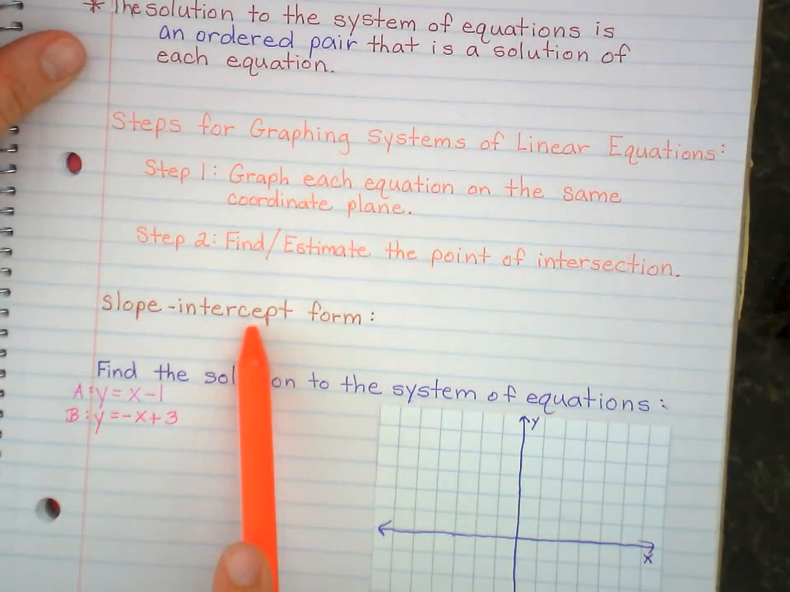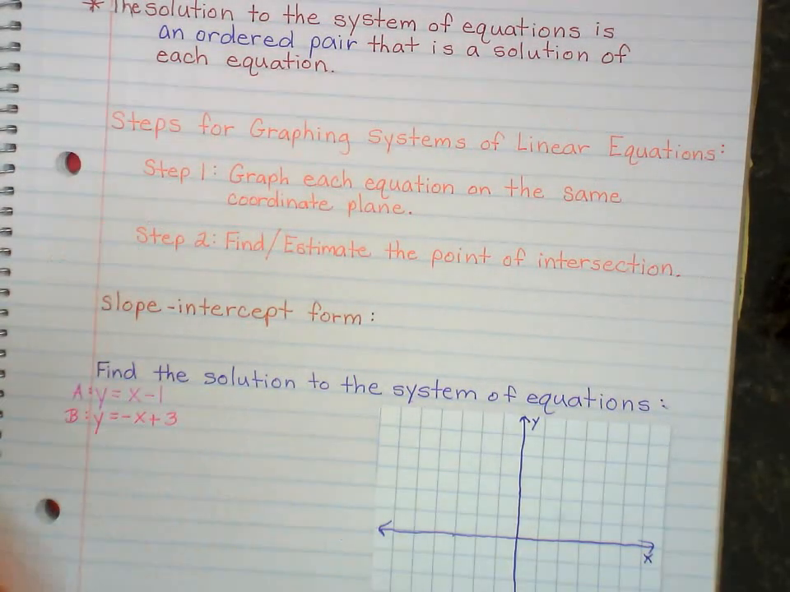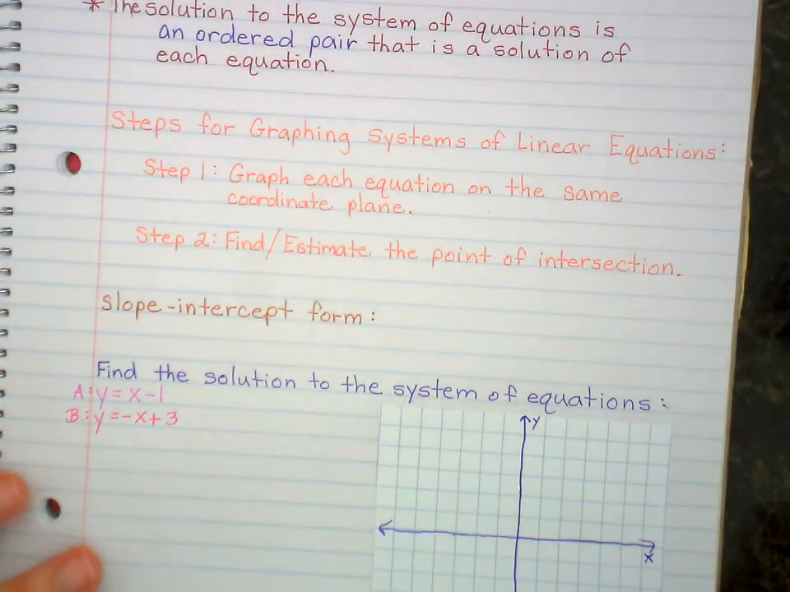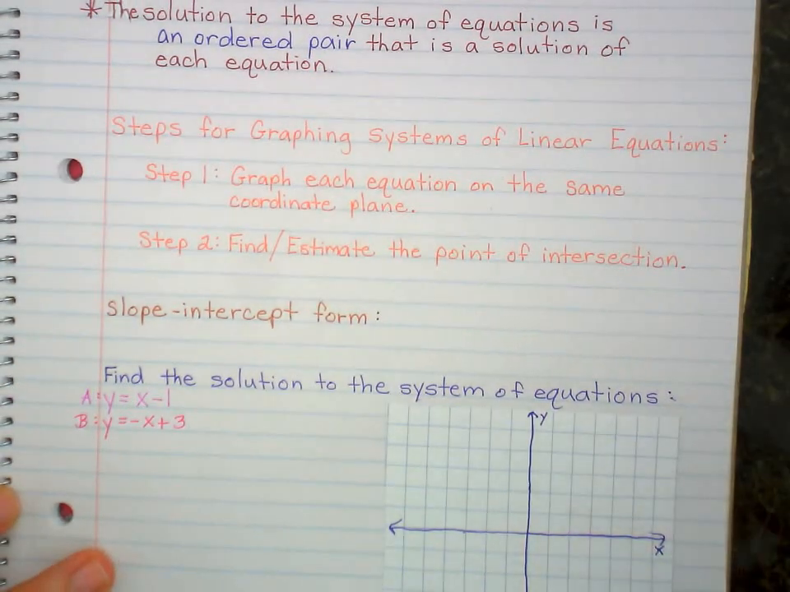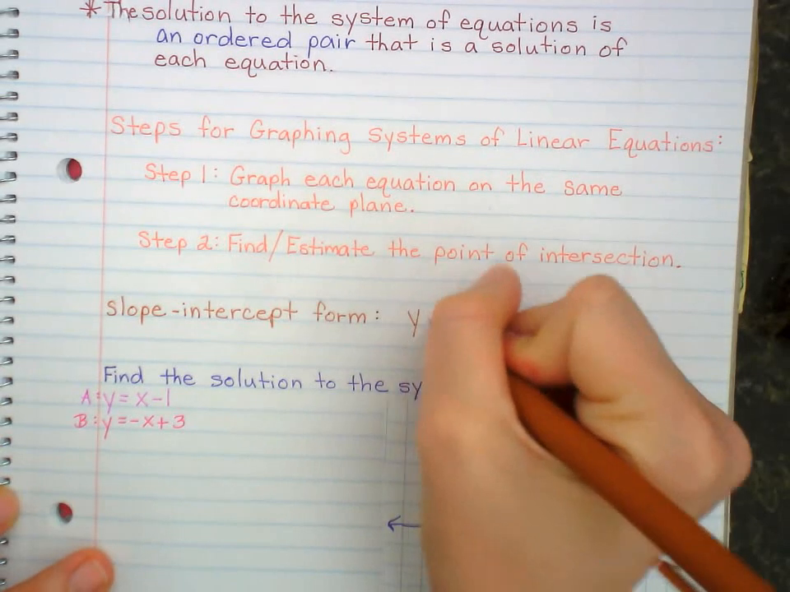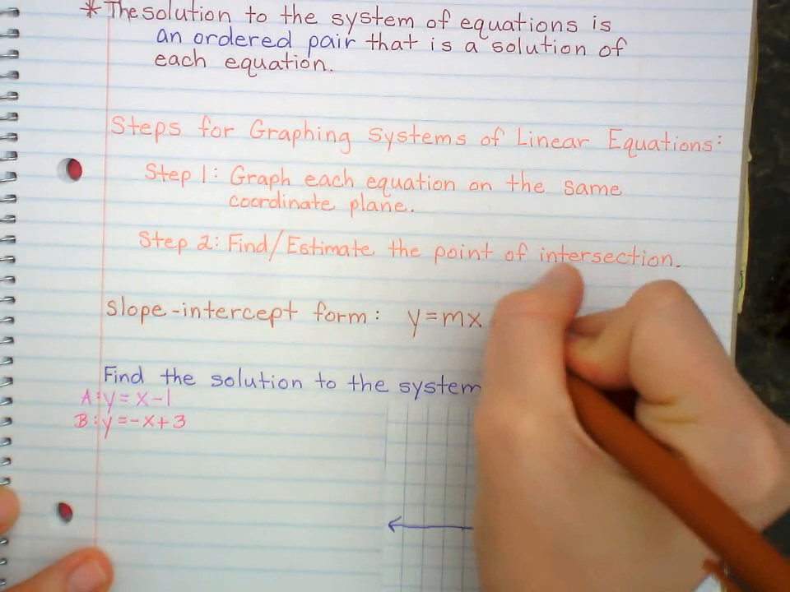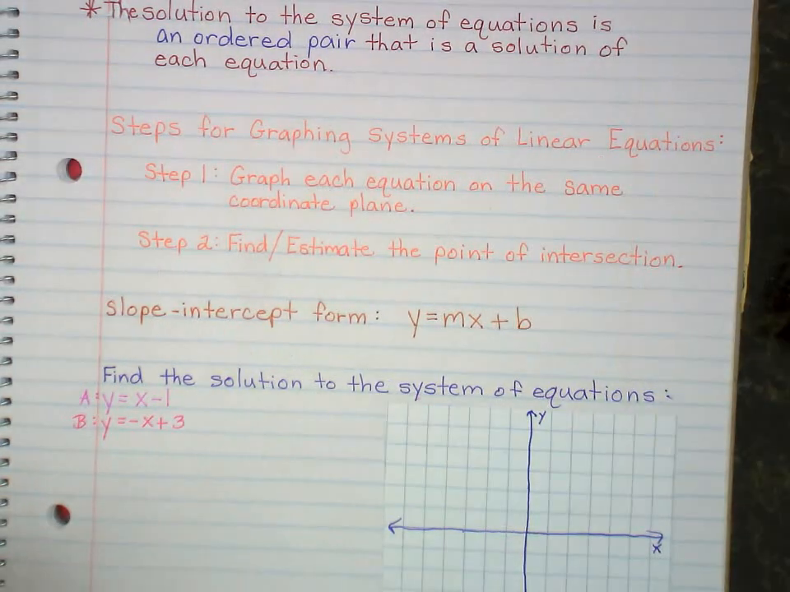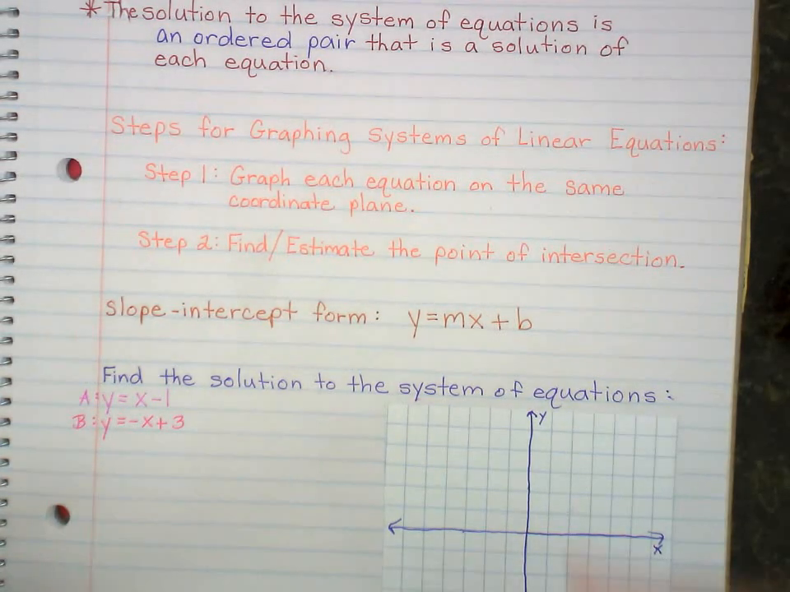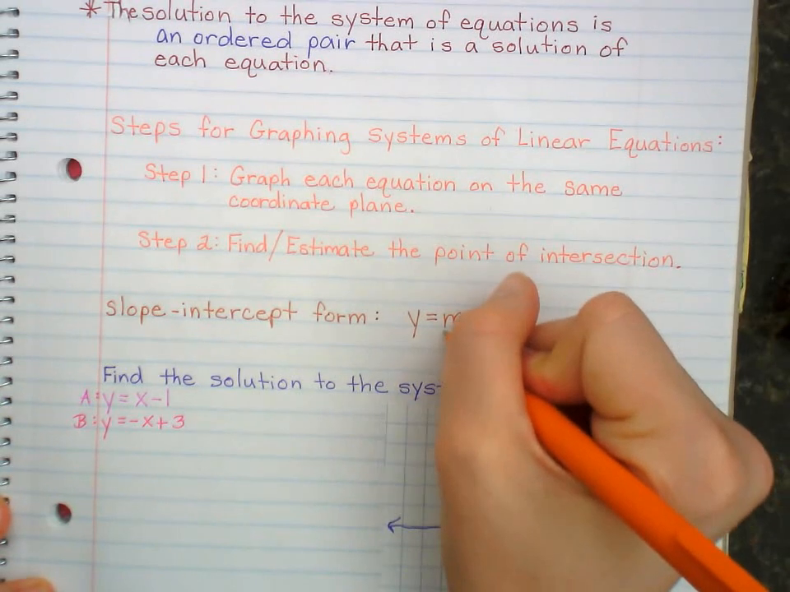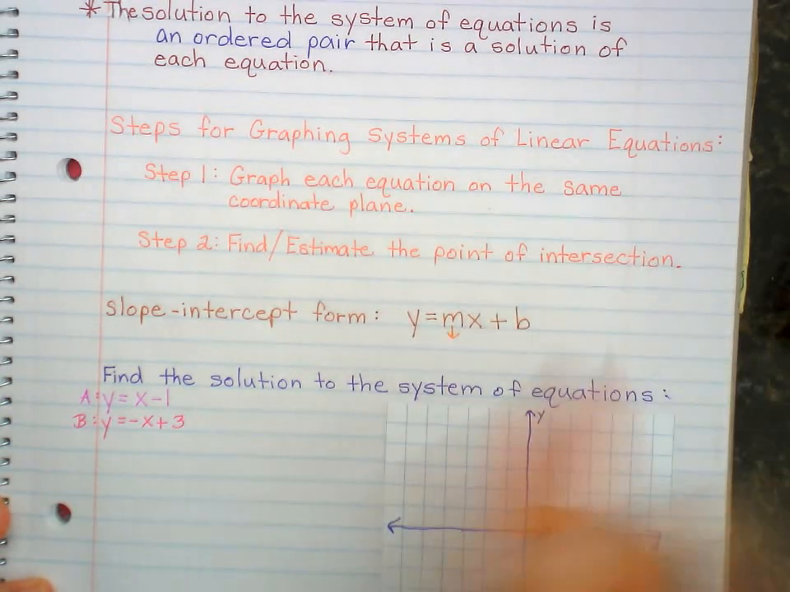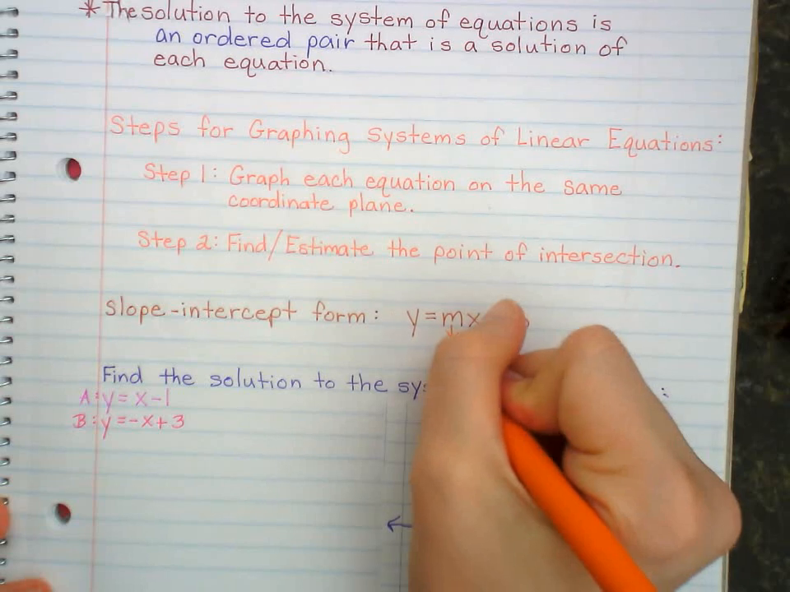Now I wanted to review slope-intercept form. Hopefully you guys remember it. If not, that's okay. What is slope-intercept form? y equals mx plus b. So m is our slope.